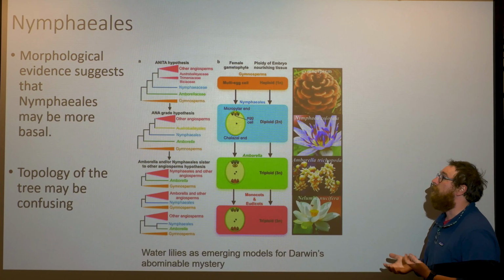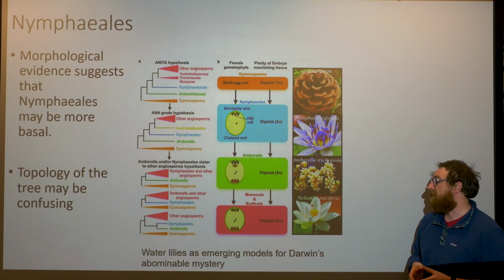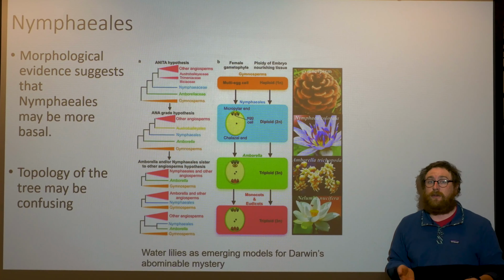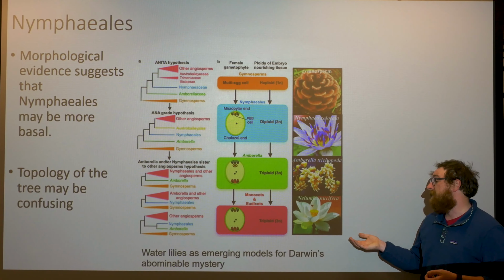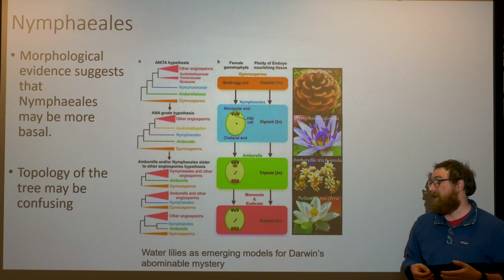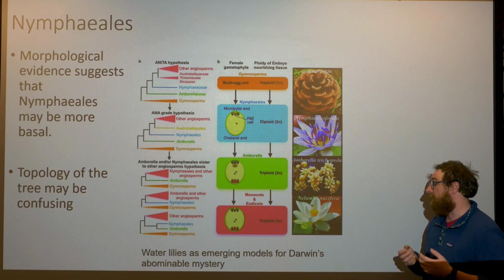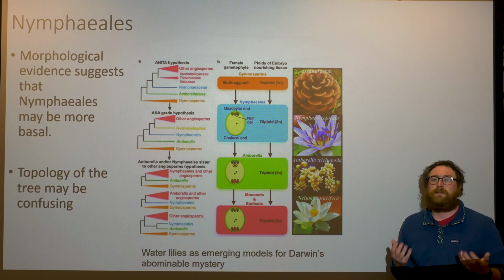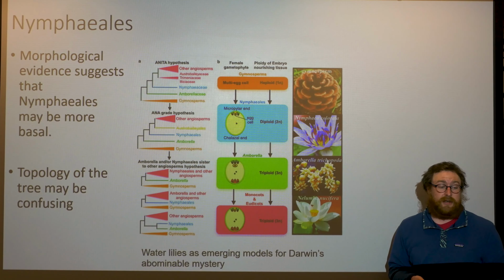There's a lot of different evidence that puts them in different places, and so it needs a lot of new work. But what's going on is that we really think the water lilies are a really good group to start to model this Darwin's mystery of the explosion of angiosperms.